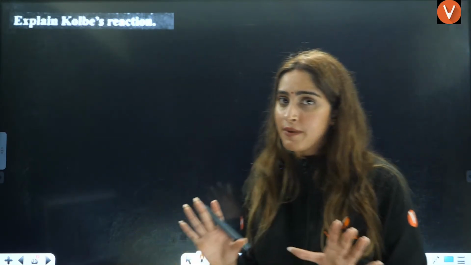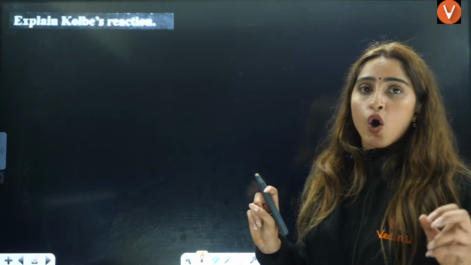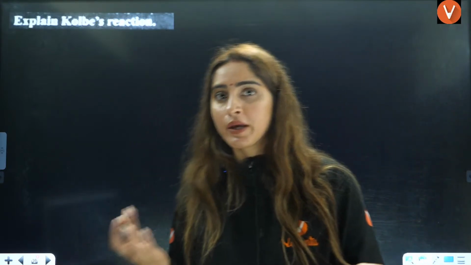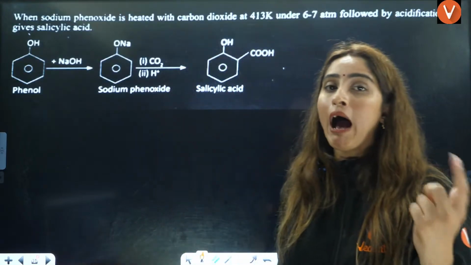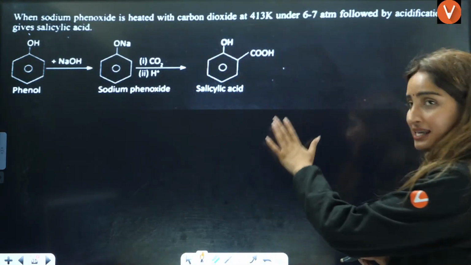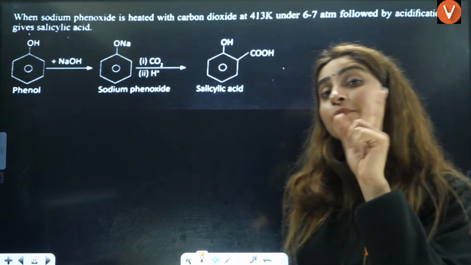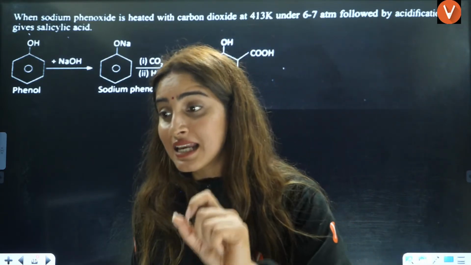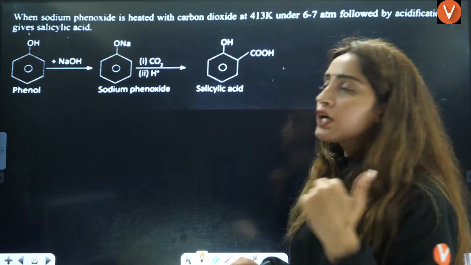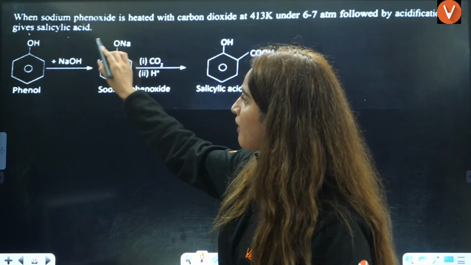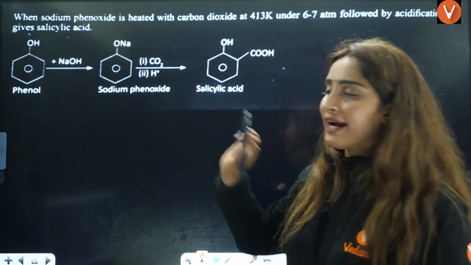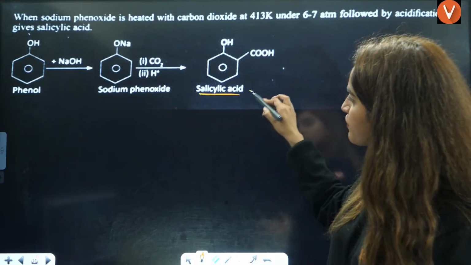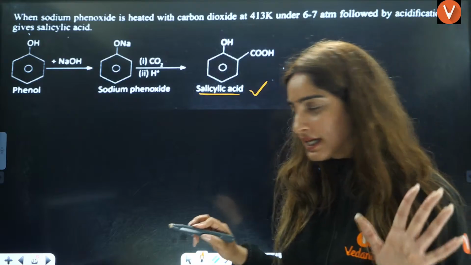Now, next question is Kolbe's reaction and Reimer-Tiemann reaction. Very, very important naming reactions, right? Kind of similar also because both are formed from phenol only. In Kolbe's reaction, you have the formation of salicylic acid, and in Reimer-Tiemann, you have the formation of salicylaldehyde. Here, you add NaOH, replacing H positive with Na. Then you add CO2 and H positive, and you will have the formation of salicylic acid over here, right?